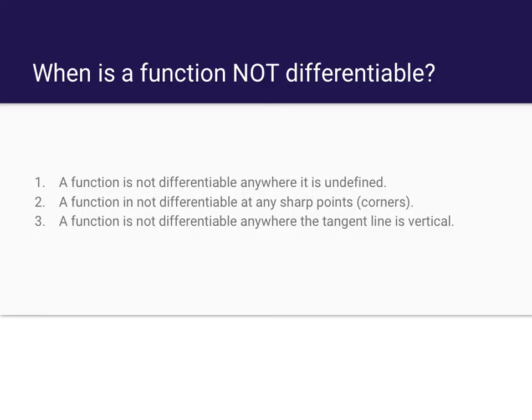So when is a function not differentiable? A function is not differentiable anywhere where it is undefined. A function is not differentiable at any sharp points or corners on the graph. And then there's a third spot where our function will not be differentiable, and that is anywhere where the tangent line to the curve is a vertical line. So let's take a look at another example where we'll have a vertical tangent line.